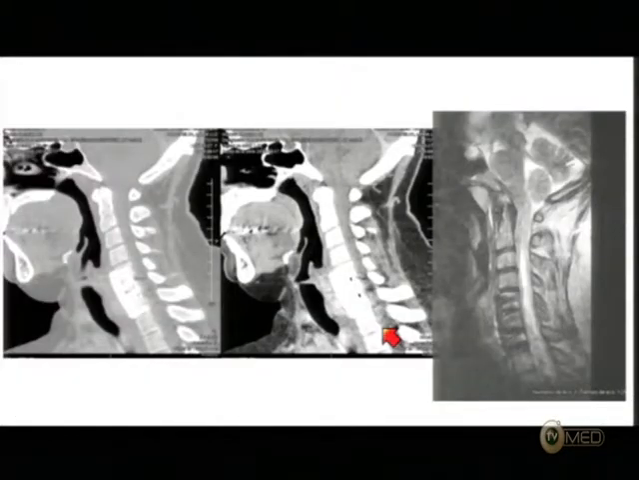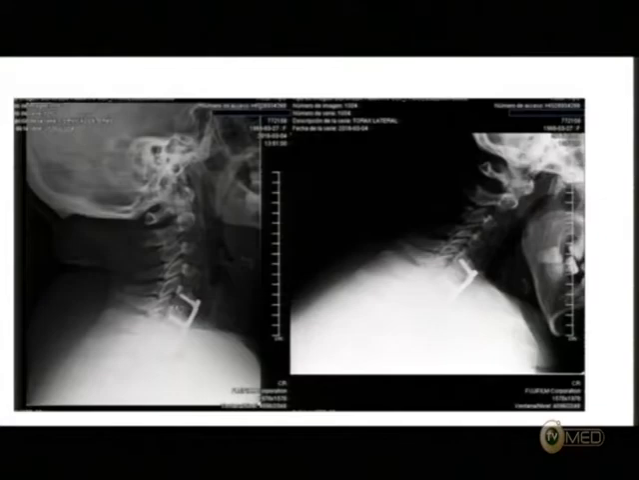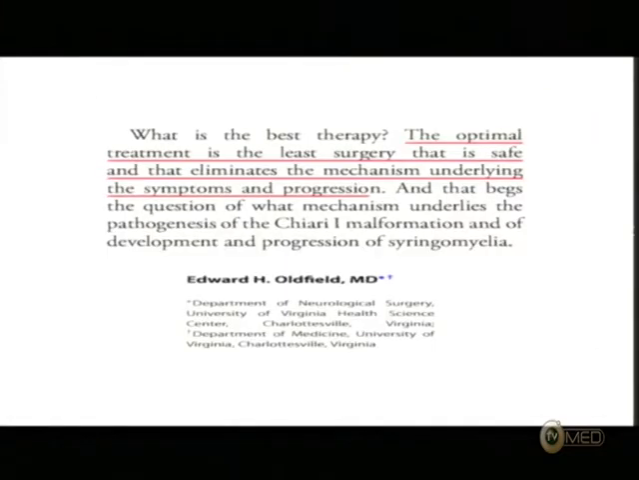And so we just performed an ACDF with plating. Obviously, the syringomyelia was not modified by this type of surgery, but the patient's symptoms were relieved. So we have to think that we really don't know the pathophysiology, and also we can have some concomitant pathologies that can mix or simulate the symptoms of the Chiari malformation.